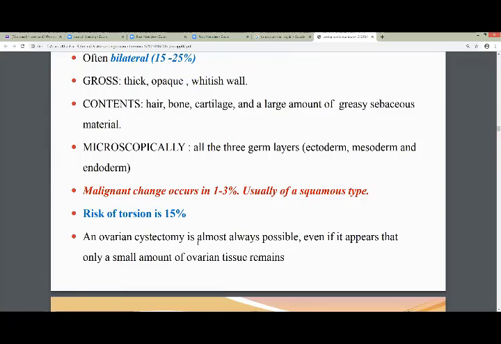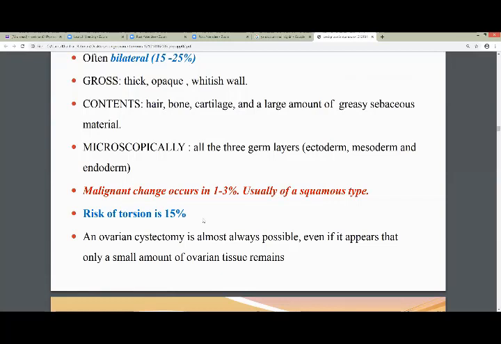And ovarian cystectomy is almost always possible, even if it appears that only a small amount of ovarian tissue remains. Now, what I want to tell you from this part is that when we go for the surgical approach, the patient presents to us in acute stage. She is not resolving with the conservative management. The mass is of bigger size, like 8 to 10 centimeter, with ultrasound confirmation of the dermoid cyst.